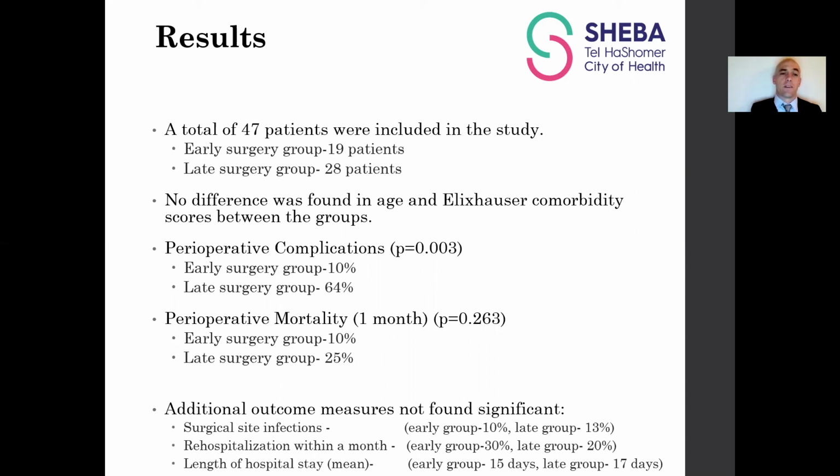10% of the patients in the early surgery group were found to have perioperative complications, as opposed to 64% of the patients in the late surgery group. This finding was statistically significant. Another interesting finding was a perioperative mortality of 10% in the early surgery group and 25% in the late surgery group, although this finding was not significant. Additional outcome measures were not found significant.